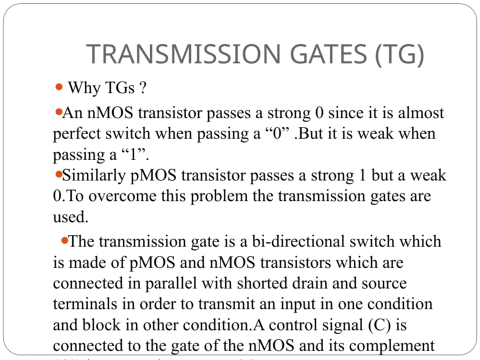The way we control this is by applying a control signal, which we call C, to the gate of the NMOS transistor. At the same time, the complementary signal, C', is sent to the gate of the PMOS transistor. This complementary control ensures that when one transistor is on, the other is off, enabling optimal signal transmission without distortion. This clever combination helps overcome the weaknesses of individual transistors, making transmission gates very useful in digital circuits.